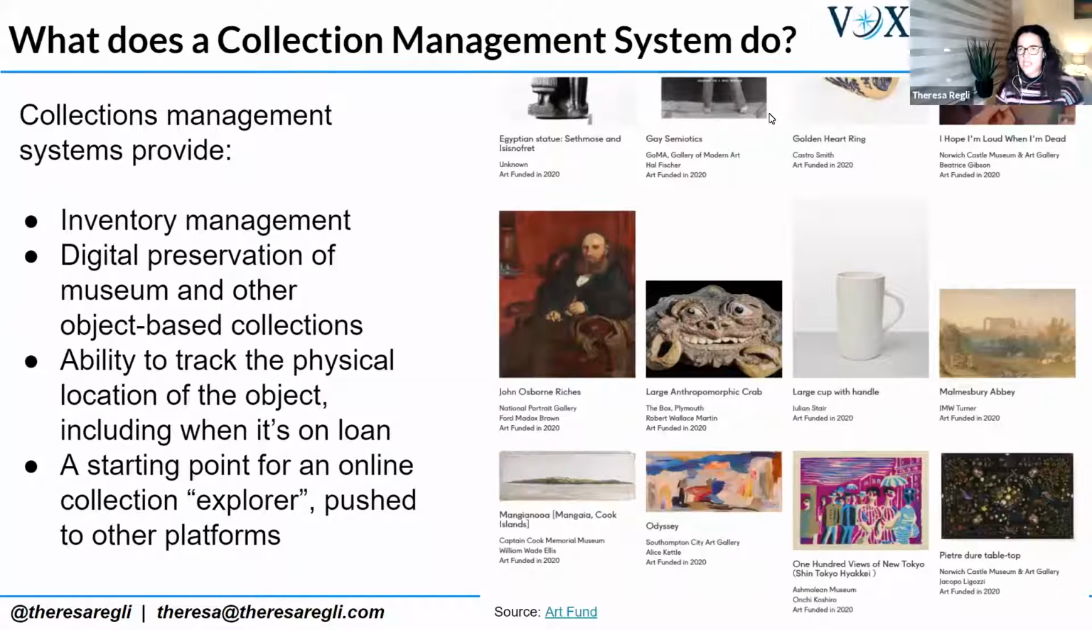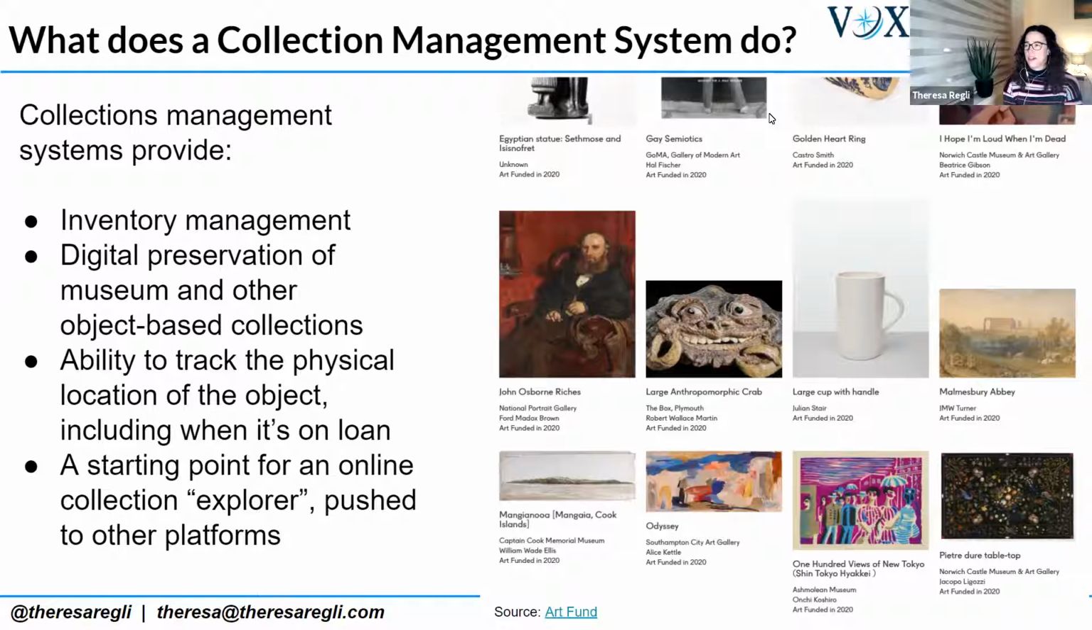So what does a collection management system really do? Well, they provide a number of things. First of all, inventory management. So what is in our museum? And also, where is it? So one of the core differences that I'll talk about is that collections management systems are not only just keeping track of what the object looks like, they're also keeping track of where it physically is, which is not something that DAM systems tend to do.